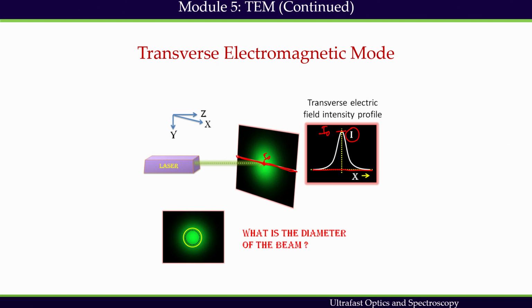As the energy of a Gaussian beam spreads from minus infinity to plus infinity, theoretically, the question is, how do we define the beam diameter? If the energy spreads from minus infinity to plus infinity, how do we define the beam diameter?